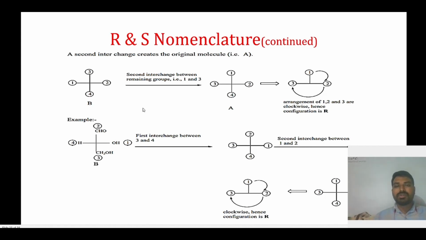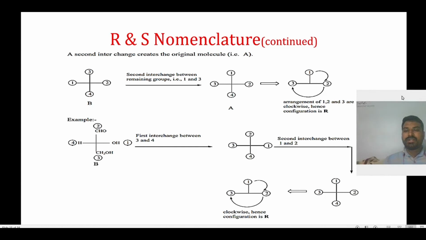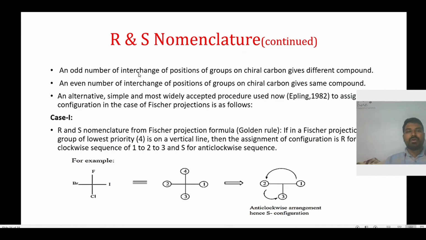This is stereochemistry. It is a little bit tricky regarding your imagination, so we have to interchange. If you see this object, your eyes will go right likewise. So you will see that it is S configuration, but when we interchange the groups, we get the R configuration. An odd number of interchanges of positions of groups on a chiral carbon gives a different compound. An even number of interchanges of positions of groups on a chiral carbon gives the same compound.